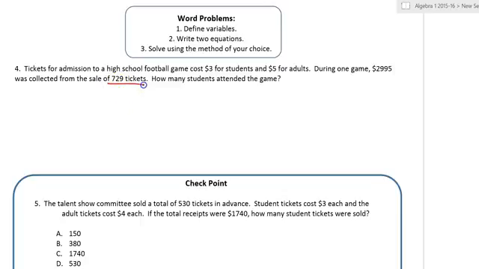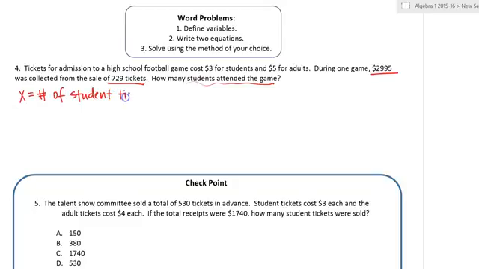So you have 2 totals here. You have 729 tickets. You have a total number of dollars or money. What you don't know is how many students attended the game, or student tickets, and you also don't know the number of adult tickets. So X and Y are going to be number of student tickets or admissions, and Y will be number of adult tickets.